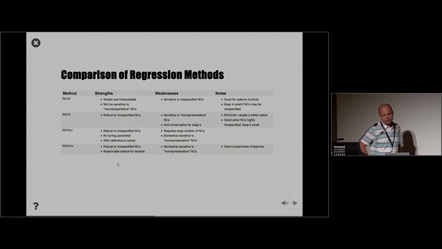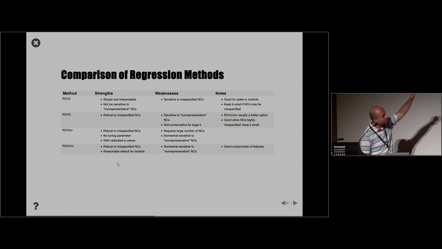Okay, so here's a big table that compares the four different regression methods and their strengths and weaknesses. I won't go through all of it. It's more of a reference slide that you can go back to. But just to highlight again, RUV2 and RUV4 both allow you to set k, the number of factors to adjust for. And typically, you'll most want to do that when you are concerned that there's some biology in your negative controls.